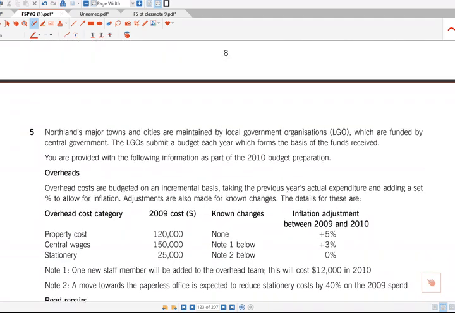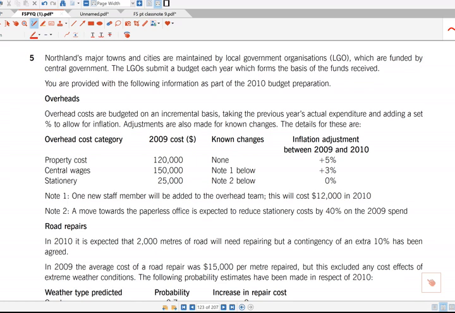What do we have? Northlands, major town and cities, maintained by local government, funded by central government. So now, they want to submit a budget to the central government in order to get the money they are needed. So now you are giving for the 2010 budget preparation. What is the overhead for 2009? There are 3. So 120, which is what is the incremental percentage? 5. Central wages? 3%, but not number 1. New staff will be added.